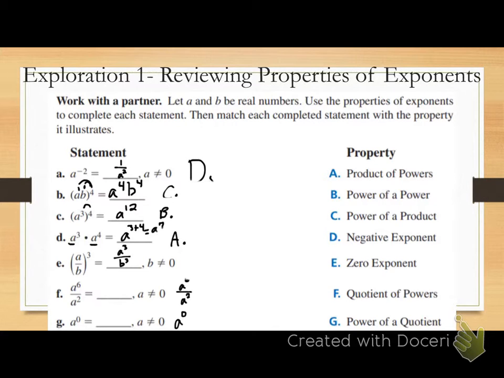Questions on E? Which property is it? Power of a quotient. Because I have a division problem, A over B, a quotient going on, raised to a power. That makes sense? So it's the power of a quotient. That's G? Yep, power of a quotient.